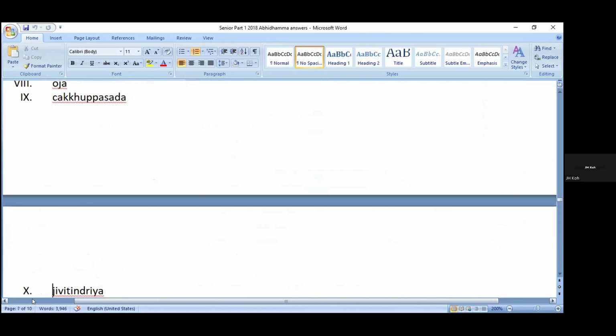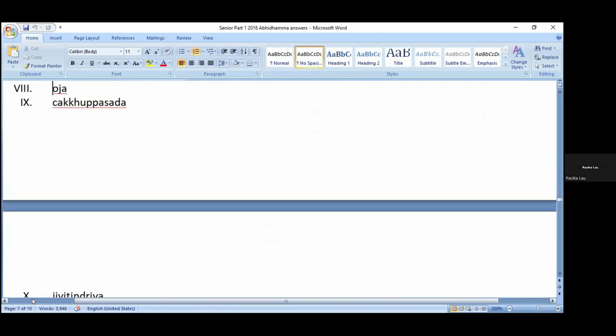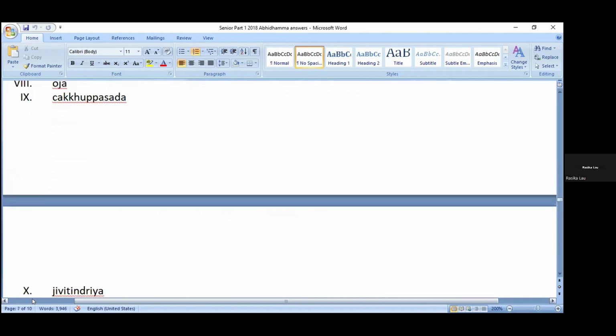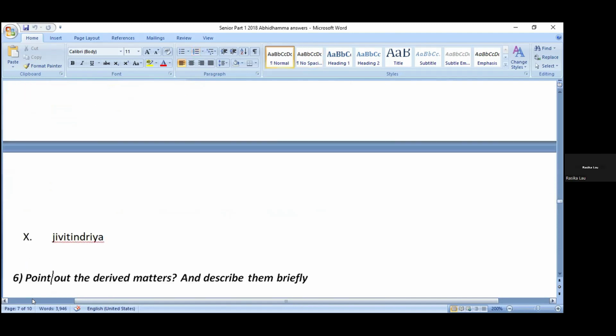Oh, yeah. Divitindriya. I forgot. Okay. So these are the 10 of them. All right. Yeah. Okay. Good. If you cannot remember Pali, just write the English word, that will do.